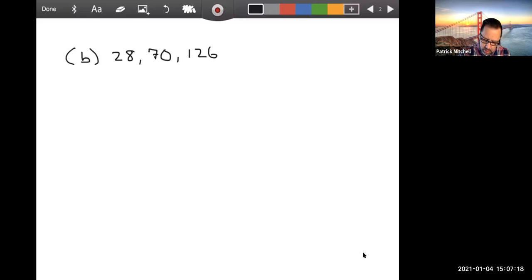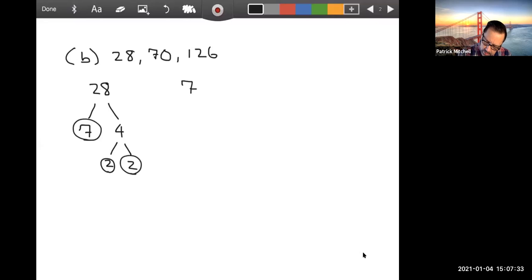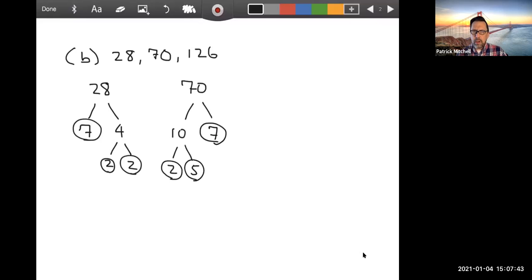All right, so 28, you could write that as 7 times 4. And then 4 you can write as 2 times 2, and I'm done with that one. So that's 7 times 2 times 2. 70, I'll write that as 10 times 7. 7 is prime, but 10 goes 2 times 5. And then 126, I got to think about this one a little bit.